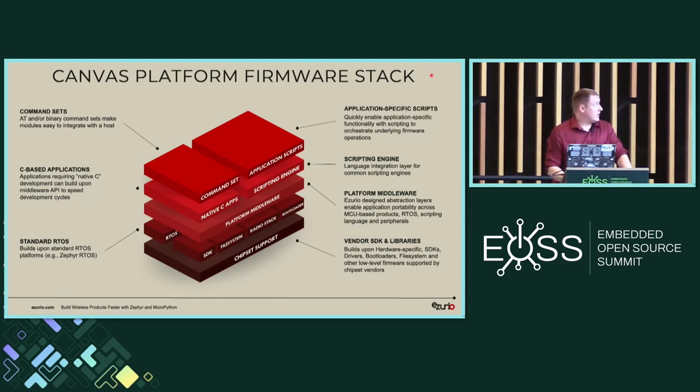Just going to touch on this quick. Can't talk about architecture without a stack diagram like this. So just to highlight, on the bottom right here, at the lowest level, we've got our vendor SDKs and libraries. In this case, Zephyr's sitting there for us. And then at Ezurio, we've developed some layers here, which we call our platform middleware. And that's allowing us to abstract APIs from the scripting engine which lies above it.